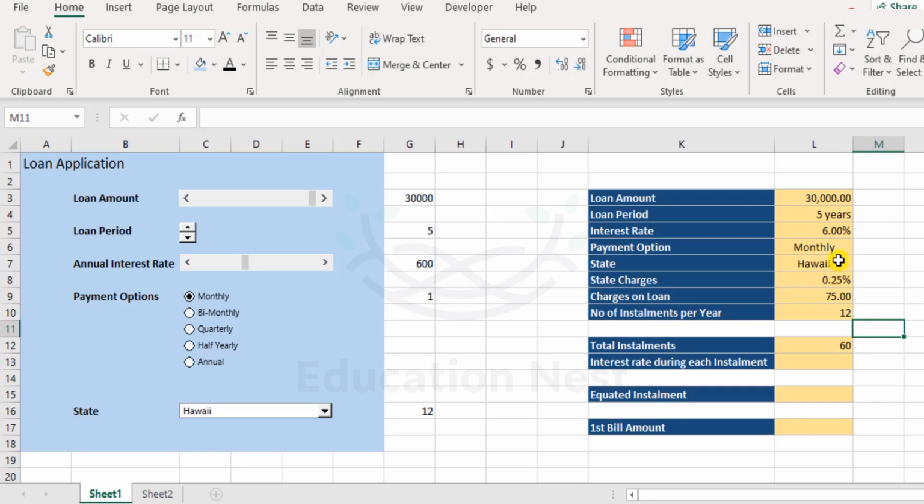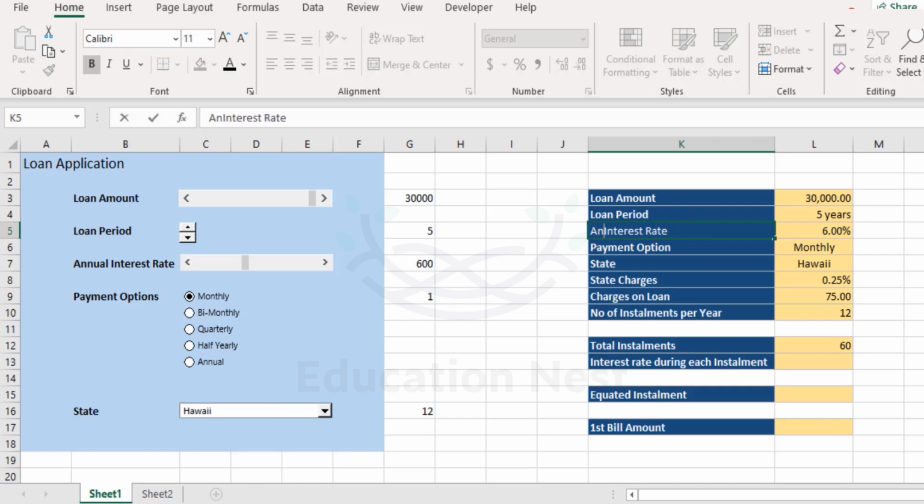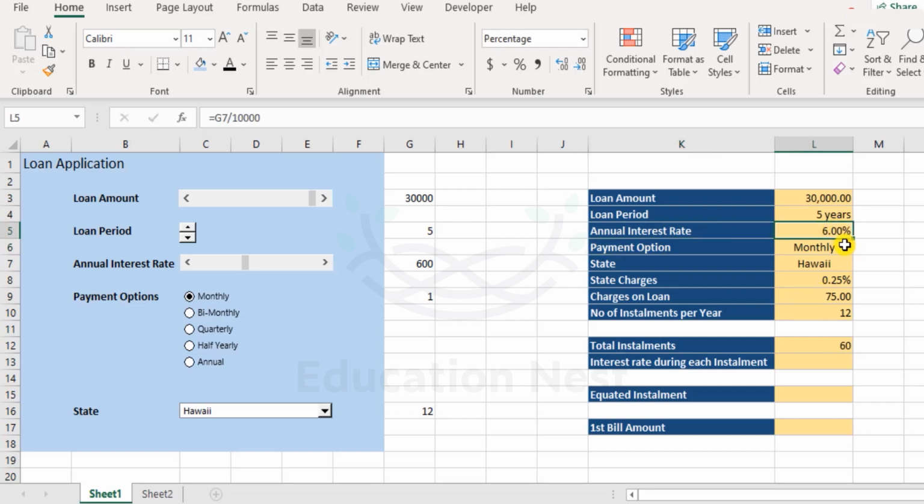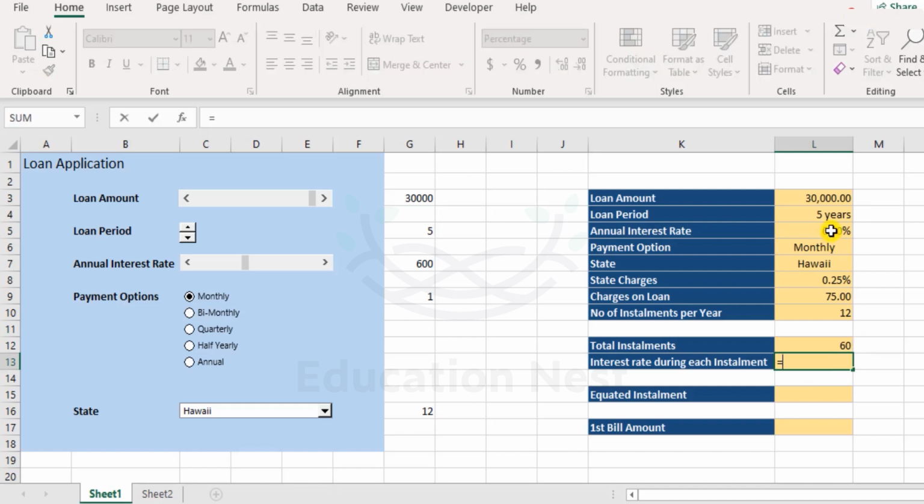Now, although the interest rate is an annualized interest rate, here let's change this to annual interest rate. But if I'm making payments in installments, then the interest rate would be divided by the number of installments. So, interest rate divided by number of installments per year.